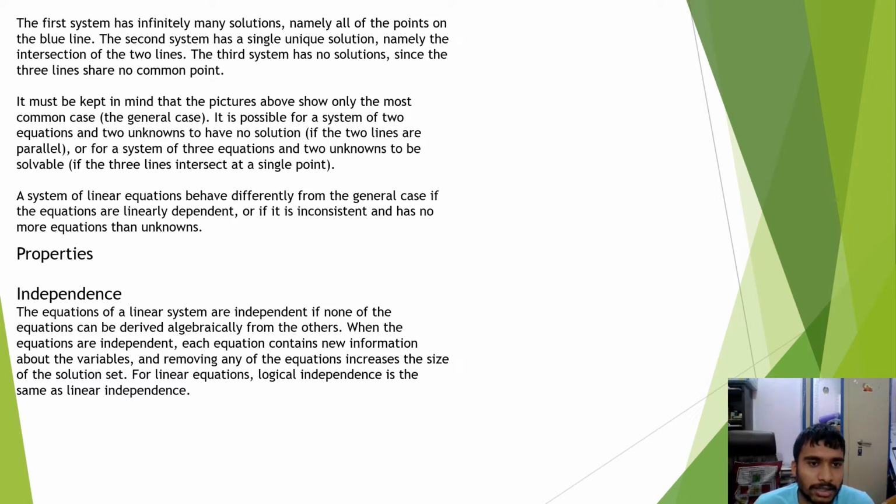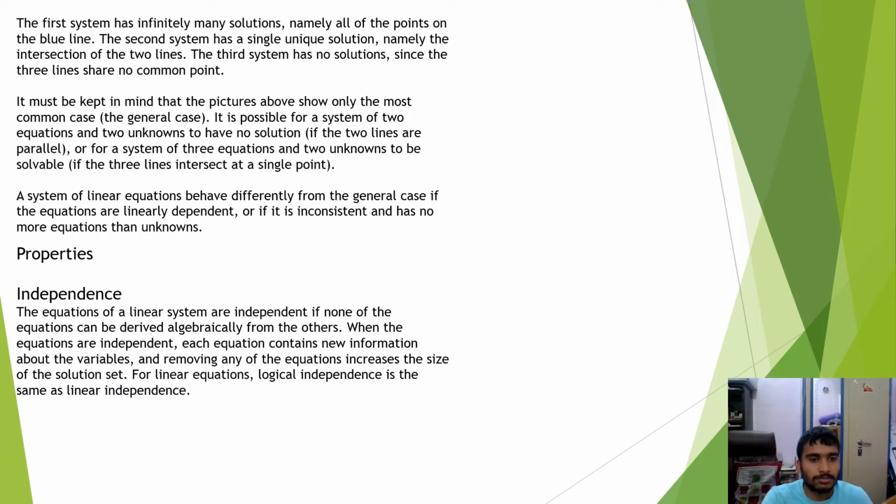It must be kept in mind that the pictures above show only the most common case. It is possible for a system of two equations and two unknowns to have no solution if the two lines are parallel, or for a system of three equations and two unknowns to be solvable if the three lines intersect at a single point.